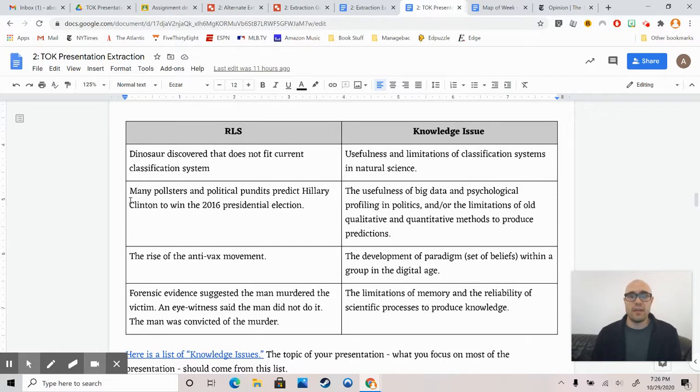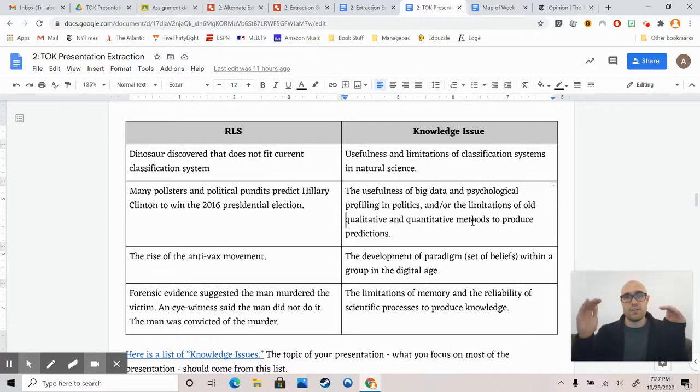So let's take this second example here for a real life situation. Many pollsters and political pundits or analysts predicted that Hillary Clinton would win the 2016 presidential election in the United States. And so you wouldn't do a presentation about that. That's your real life situation that gets you over to the knowledge issue being about maybe big data, psychological profiling, the limits of qualitative versus quantitative methods. Like this last one, especially the qualitative and quantitative methods, would be a really cool discussion to have.